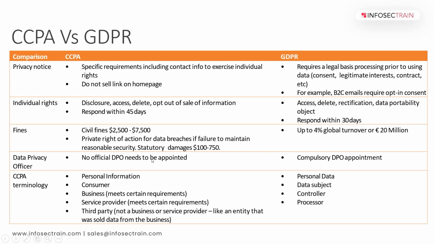Fines, how they are going to be applied. That is also going to have slight differences here and there. Data privacy officer, the name itself is going to be there. In this one, no official DPO needs to be appointed, whereas in GDPR, as I said, a DPO is compulsory, at least a part-time DPO should be there. In this case, you may or may not have one. CCPA terminology, the way the definitions are. You have personal information, consumer. In this case, it is consumer; in the other case, it is data subject. In this case, it is business and service provider; in the other case, it is controller and processor.